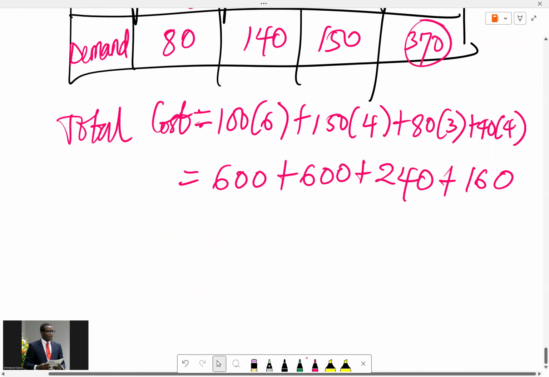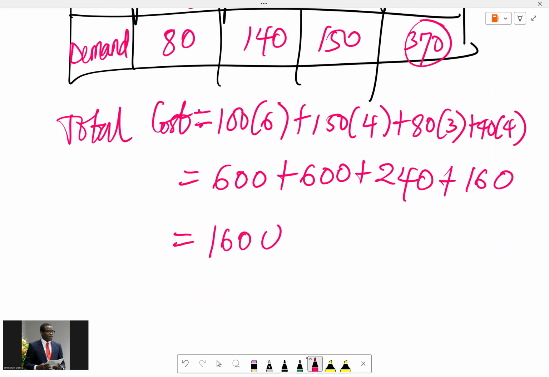Now, does this look familiar? 600 plus 600 is 1,200. 240 plus 160 is 400. 1,200 plus 400 is 1,600. Yay. This is exactly what we got when we used Python initially.